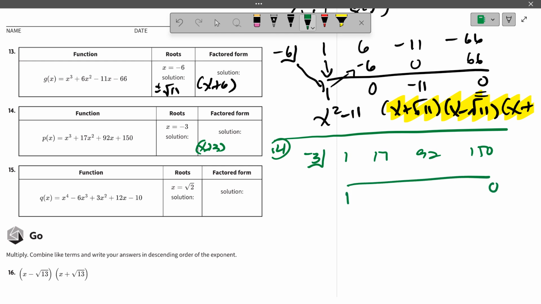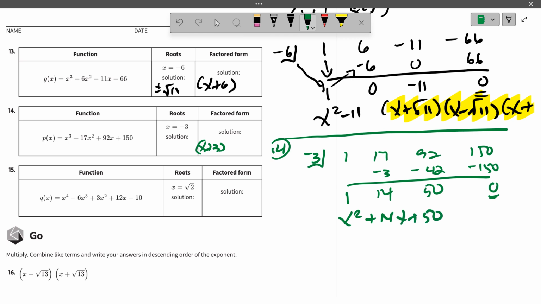Bring down the 1. Negative 3 times 1 is negative 3. 17 and negative 3 is what, 14? Negative 3 times 14 is negative 42. 92 and negative 42 is 50. Negative 3 times 50 is negative 150. Boom. There we go. Now, this one presents a little bit of a problem because the quotient is therefore x squared plus 14x plus 50.